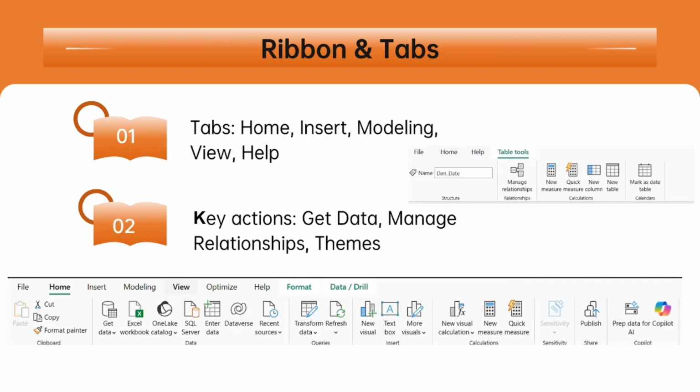This is the ribbon and tabs. You can see in this picture File, Home, Insert, Modeling, View, Optimize, Help, Format, Data or Drill, tabs like that. Those are available in Power BI Desktop. The key actions are Get Data, Manage Relationships and Themes.